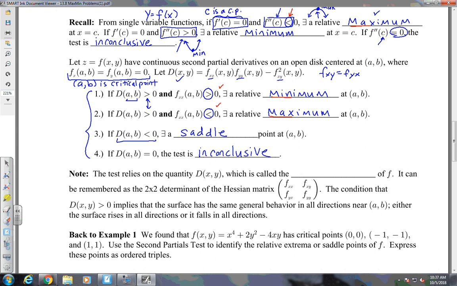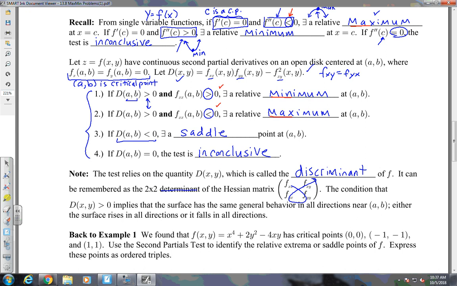Note, the test relies on the quantity big D of x and y, which is also called the discriminant. See if I can spell it right. It can also be remembered as a 2x2 determinant of what's called the Hessian matrix. This Hessian matrix simply contains all of your second derivatives in matrix form. So think about finding the 2x2 determinant of that matrix. That would also give us this function D.